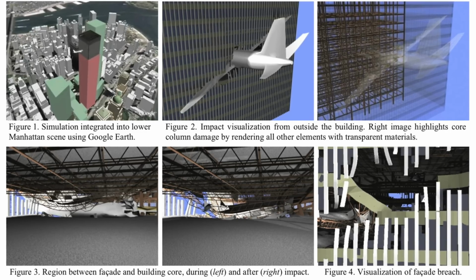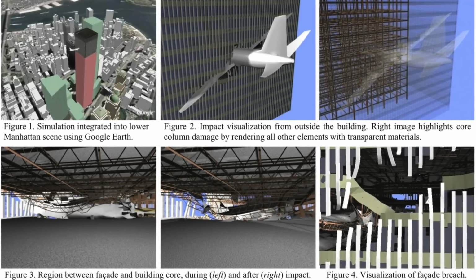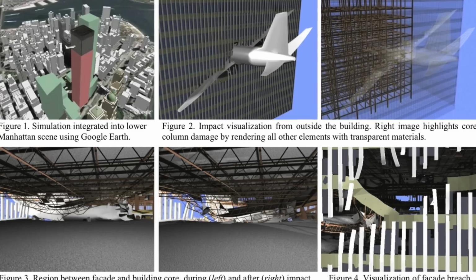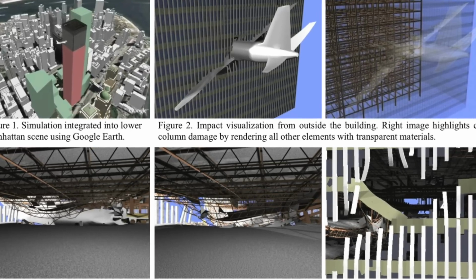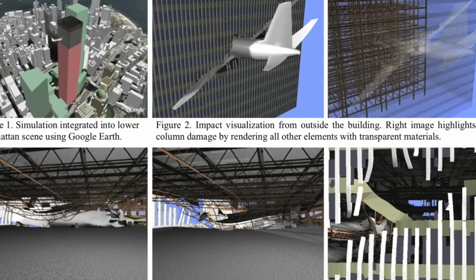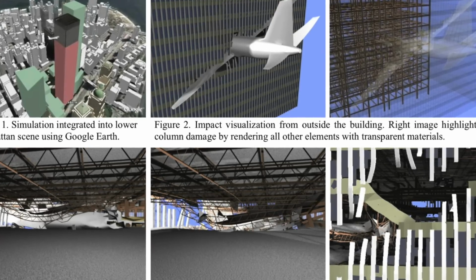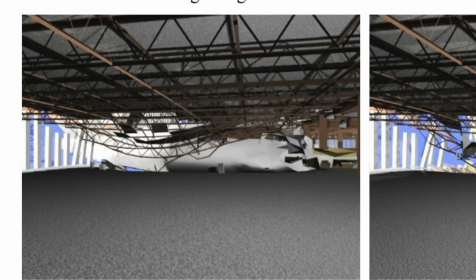You can see in figure 1, simulation into lower Manhattan. Figure 2, impact visualization from the outside of the building. Right image highlights the core columns damaged. Yeah, they really focused on the core columns. Look at the bottom left. That's really what I want to see. That's a crazy image of the body of the plane entering, and supposedly the body was well intact.